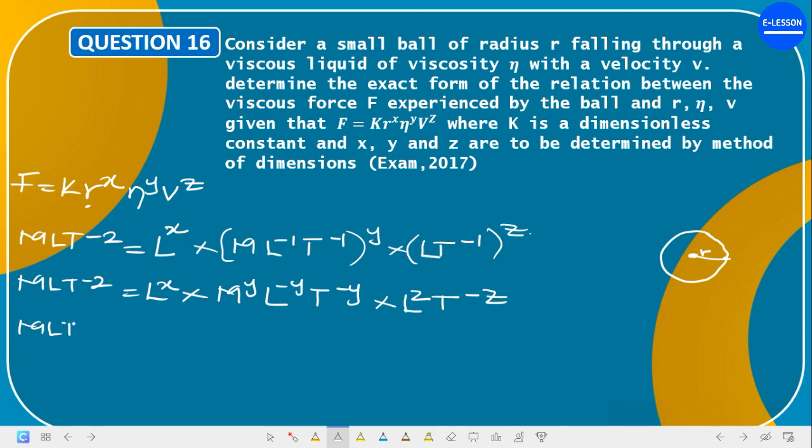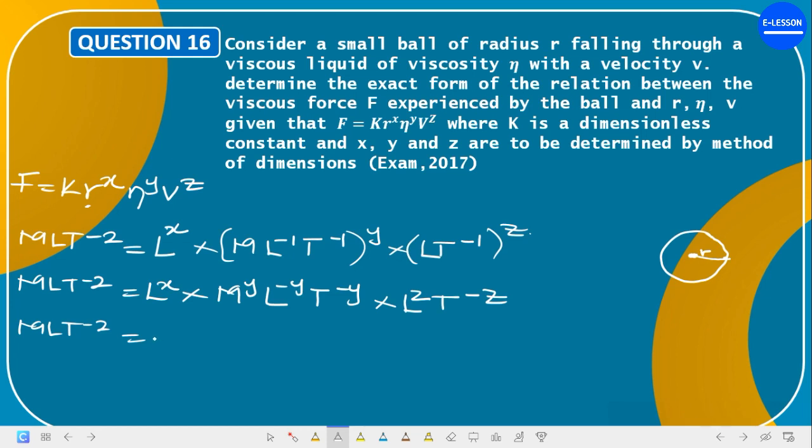At this point in time, what do we do? We have MLT^-2 will be equal to, collect like terms. Let the M come first because the arrangement is usually MLT. Very easy. The arrangement is usually MLT.